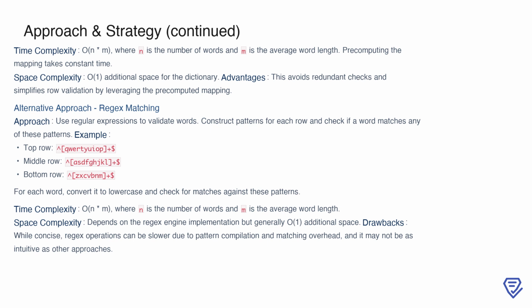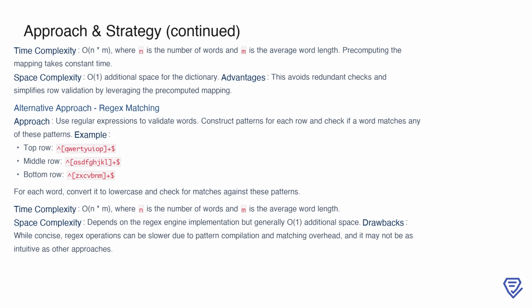The time complexity for both the brute force and optimized approaches is O(n*m), where n is the number of words and m is the average length of each word. However, the optimized approach pre-computes the character-to-row mapping, which takes constant time, and uses this mapping to efficiently validate rows. Space complexity remains minimal, requiring only O(1) additional space for the dictionary. The main advantage of the optimized approach is that it eliminates redundant character checks, simplifying the validation process.